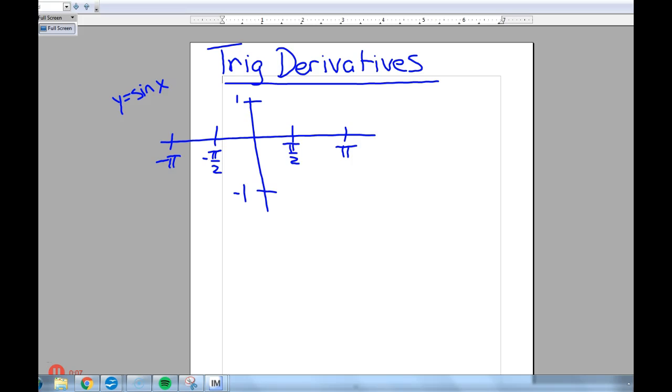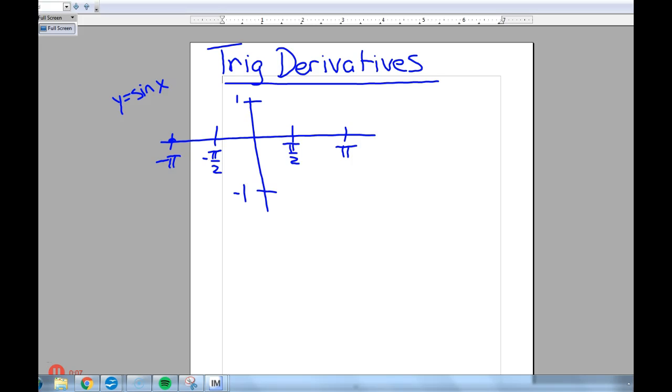First, we're going to graph sine. What is the sine of negative pi? Zero. So negative pi is 180 degrees this way, and you want the y value, so that's 0.